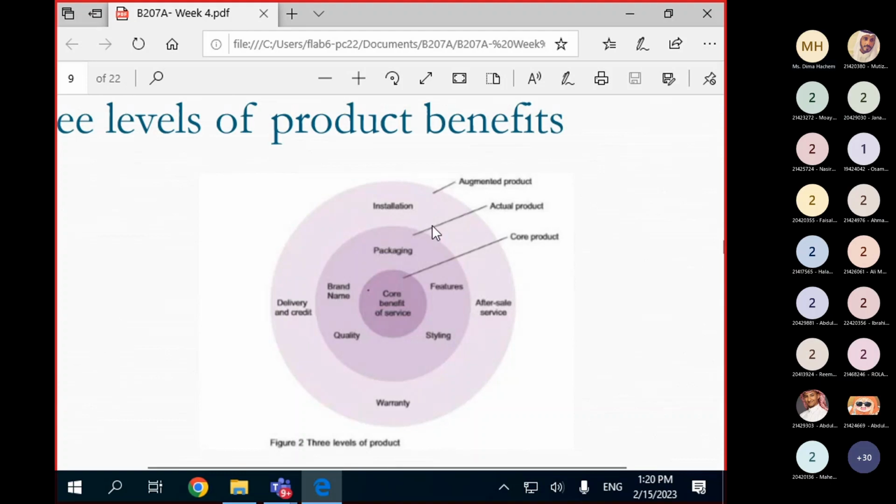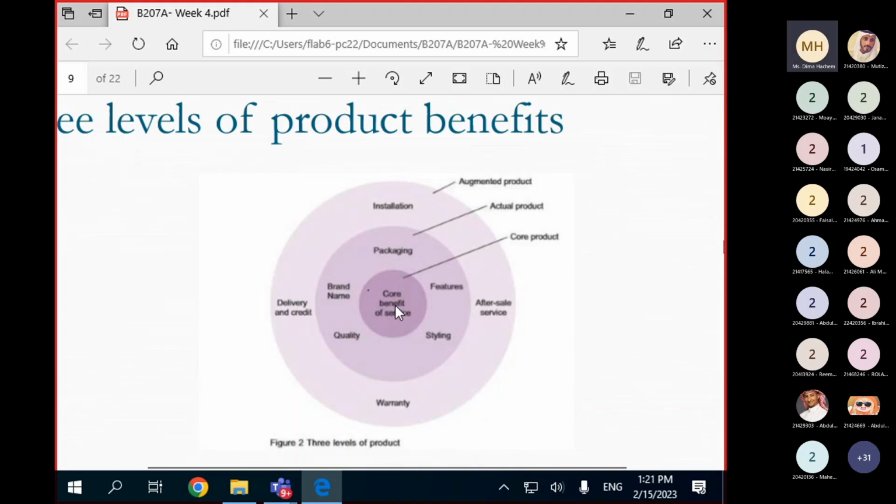Okay, now, the augmented product contains, of course, everything we have talked about, plus some more features like the installation, the warranty, the after-sale service, the delivery, and credit. Okay, so let me give you examples here. Maybe me or somebody else, another customer, has bought this phone because it provides a 5 years warranty. Okay, I'm making this up. I don't get the 5 years warranty, but maybe the warranty will grab your attention as a consumer.